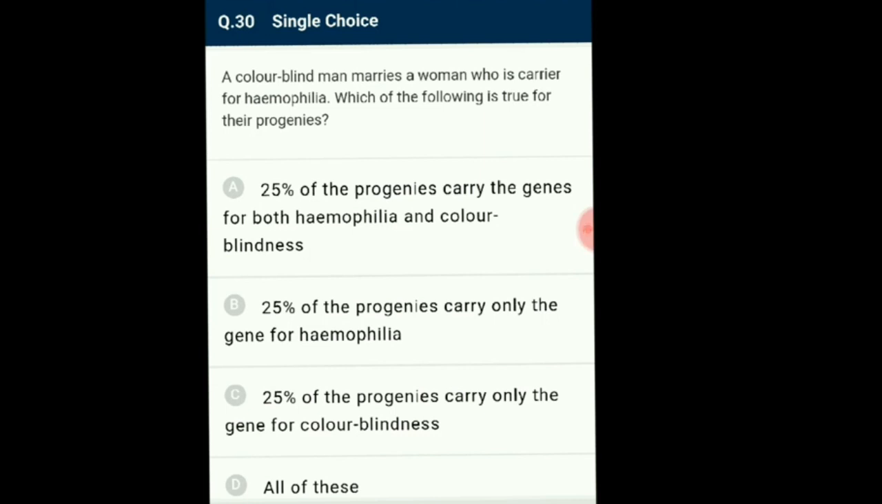Question number 30. A colorblind man marries a woman who is a carrier for hemophilia. Which of the following is true for progenies? 25% of the children will carry the genes for both hemophilia and colorblindness, X^c X^h. 25% of children will carry the genes only for hemophilia, X^h Y. And 25% of progenies carry only the gene for color blindness, X^c X. So the answer for this question is all of these, option D.